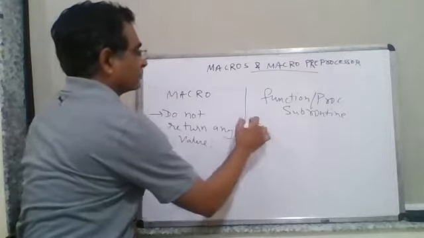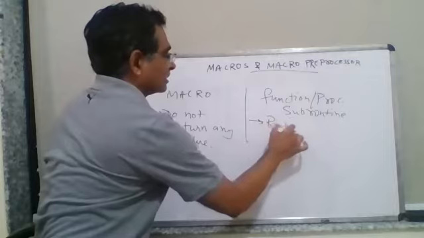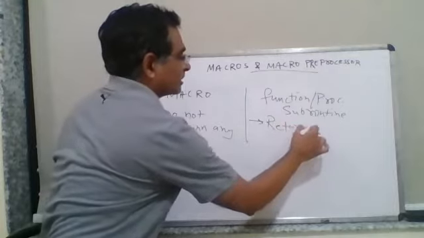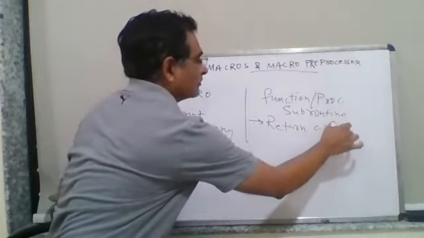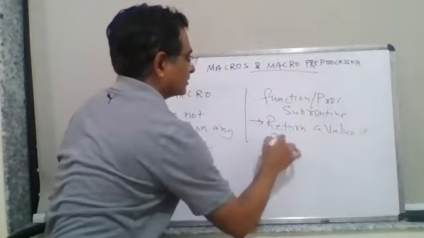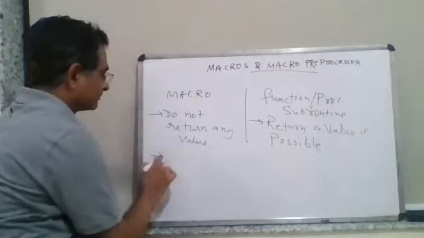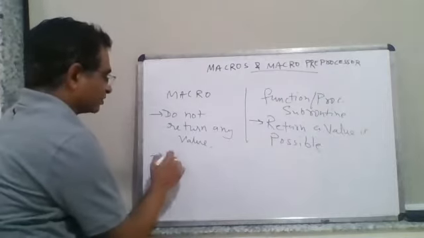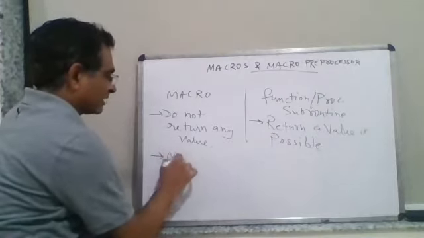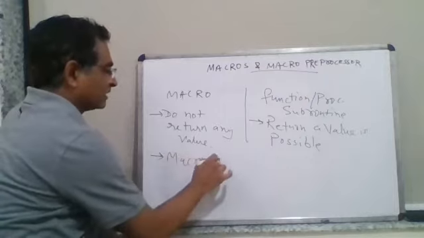Whereas with functions, returning a value is possible. Return a value is possible, right? And in macros, there is expansion. Macros are expanded.